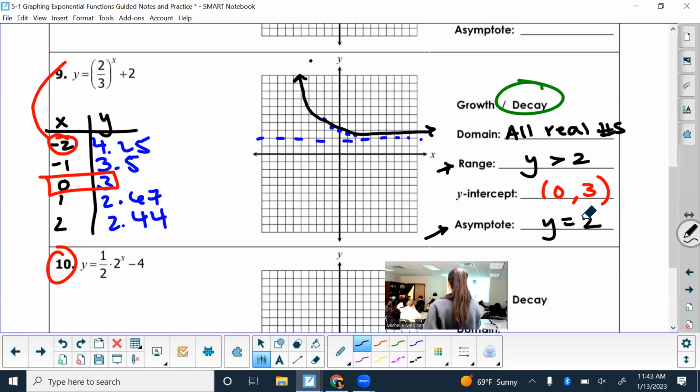All right, and as you can see, the y's get close to 2, but they never actually touch the 2. So that's why that's the asymptote. It could be slightly different for whatever problem you're looking at, but yeah. So I think that's enough notes unless you have questions.